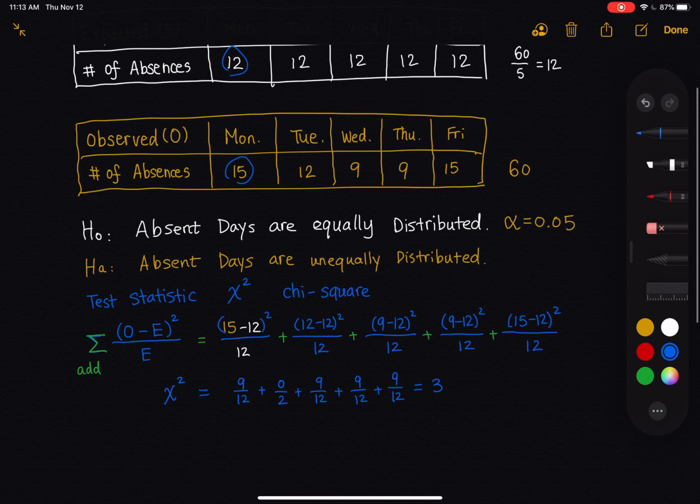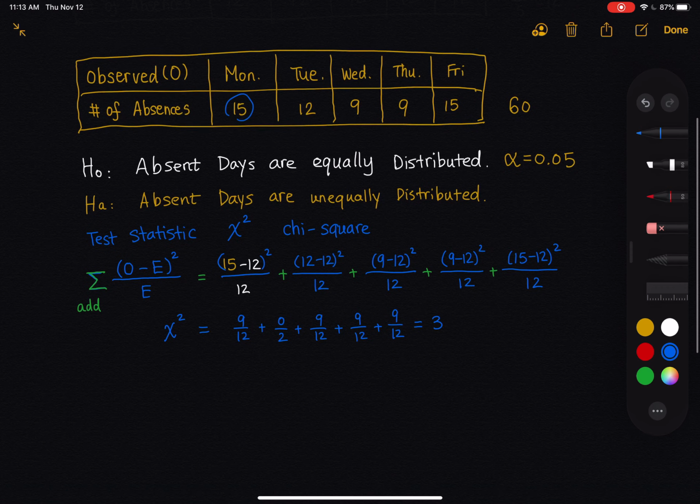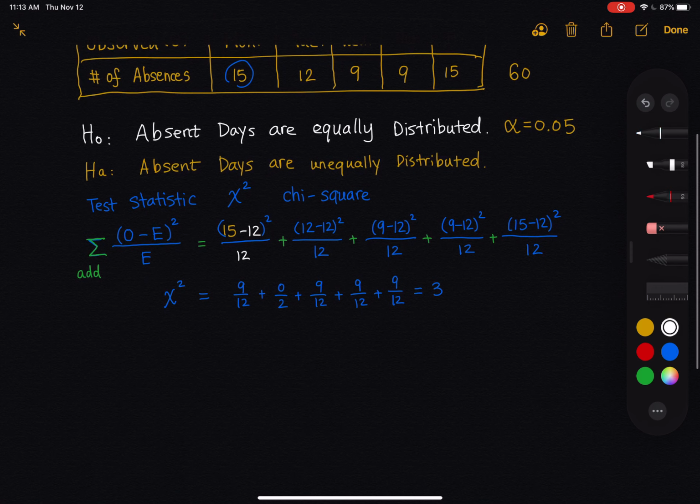So what does it mean to have a chi-square equals 3, and how do we test it? Well, then we have to draw the chi-square distribution. It looks like a normal distribution, except it's skewed right. What it means is it has a long right tail. So what is the mean of this chi-square distribution? We need to find a degree of freedom, and this degree of freedom is the mean of the chi-square distribution.